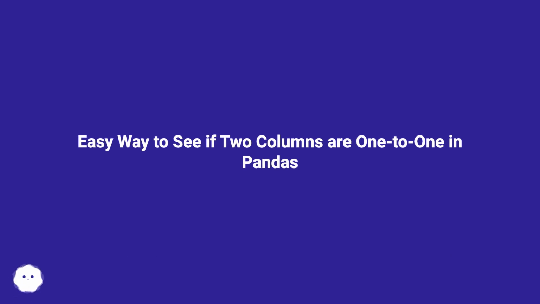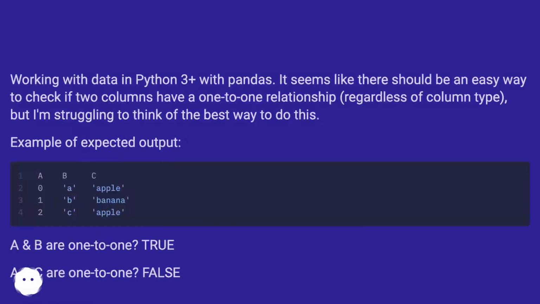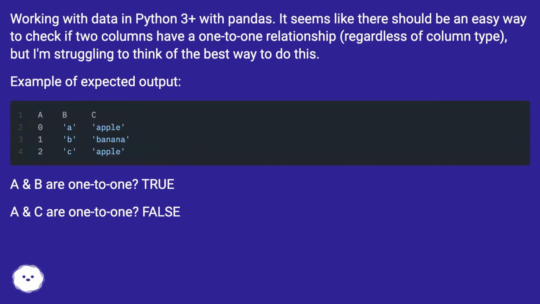Easy way to see if two columns are one-to-one in Pandas. Working with data in Python 3+ with Pandas. It seems like there should be an easy way to check if two columns have a one-to-one relationship, regardless of column type, but I'm struggling to think of the best way to do this. Example of expected output.